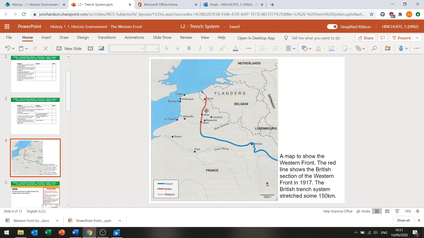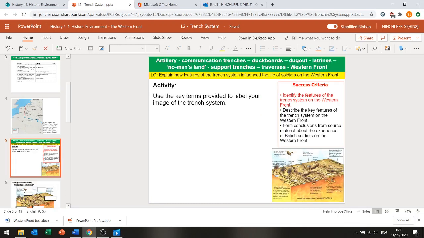It approximately stretched for 150 kilometres from the English Channel all the way down to the Swiss border. And for 4 years, or thereabouts, this is how the war was going to be conducted between the French, British and the German army. So we want to know what it looks like.